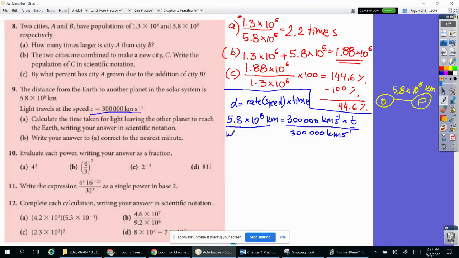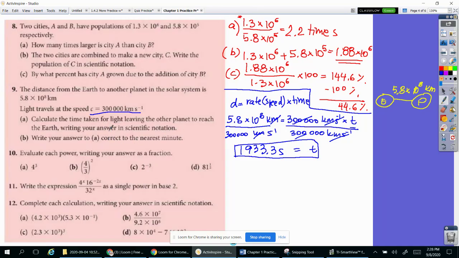So dividing both sides by 300,000 kilometers per second, we're going to cancel kilometers and kilometers, cancel these units. And when we divide this, we get that the time is 1,933.3 seconds. So that's the time for the light to reach from one planet to Earth.